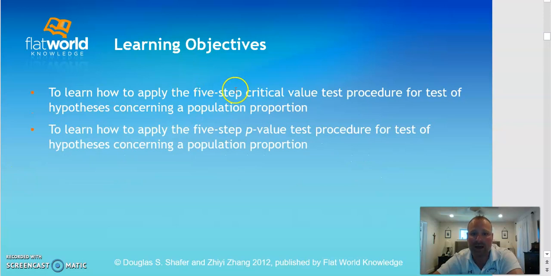And then to learn how to apply the 5-step critical value test procedure for tests of hypotheses concerning a population proportion, and to learn how to apply the 5-step p-value test for tests of a hypothesis concerning a population proportion. Okay, was it the same thing? Did I just repeat the same? Oh, this was the critical value, and this is the 5-step p-value test. Okay, so that was the difference.